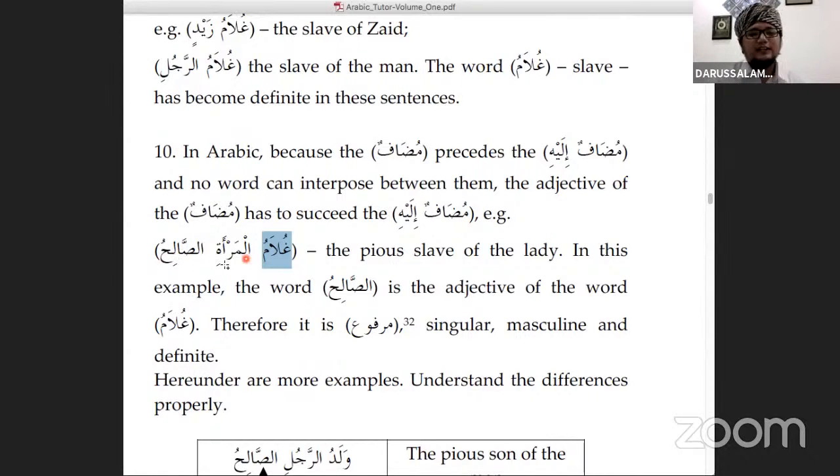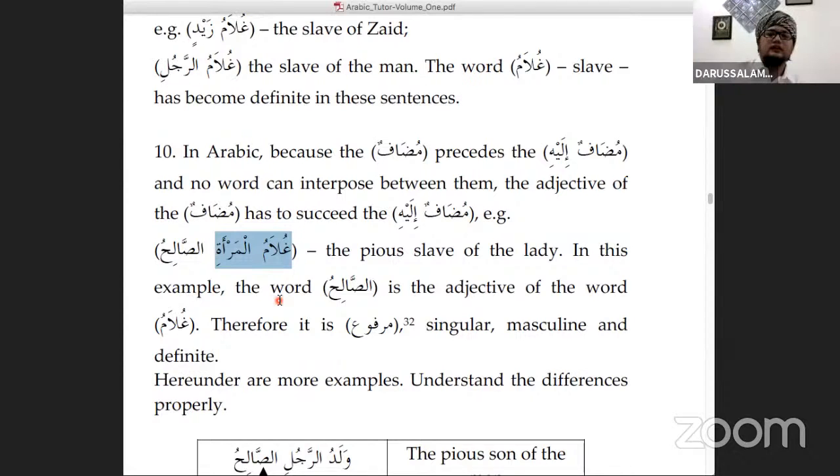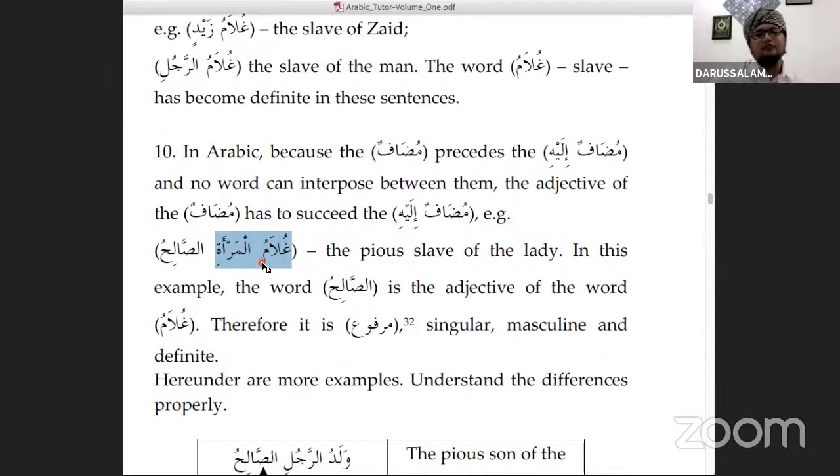So if you want to translate that, for example, cuba terjemah ni. First, translate this part first. Ghulamul mar'ati. No, just this bit. Ghulamul mar'ati. Slave of the lady. The slave of the lady.